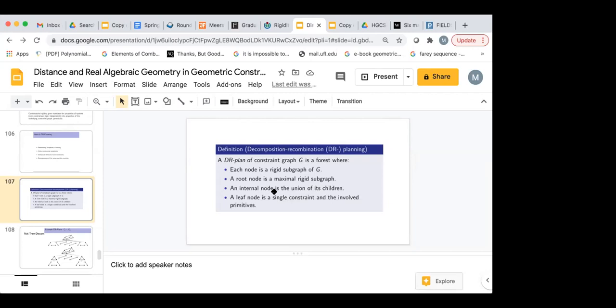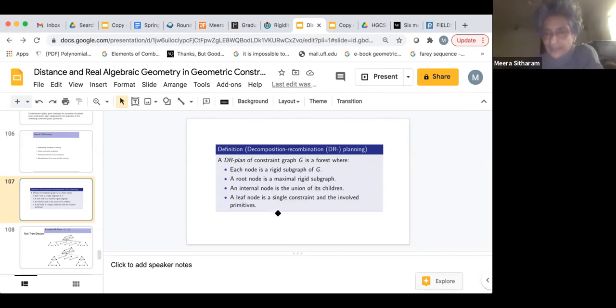Is this slide the definition of DR plan, or was it somewhere else? This slide is the definition of DR plan. We will come to this extra condition about maximal subgraphs in a minute. This is the most commonly used definition. Sometimes they automatically add this maximality condition to DR plan, but it's not usually necessary.